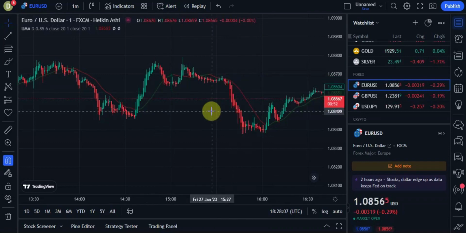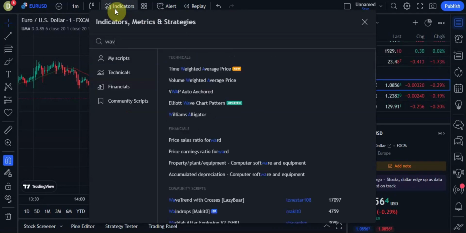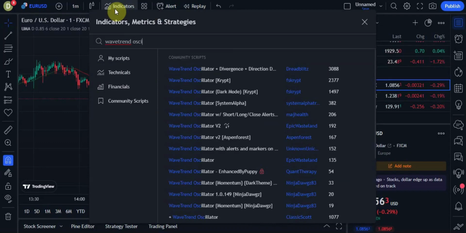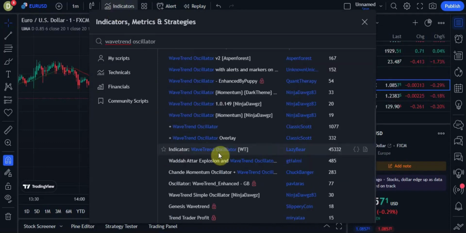Now, our second indicator will be Wave Trend Oscillator. So let's type in Wave Trend, no spaces, then Oscillator. And this is the one we want here by Lazy Bear. We can see it has 45,332 users, right? It's a very popular indicator. Let's go ahead and add this one.